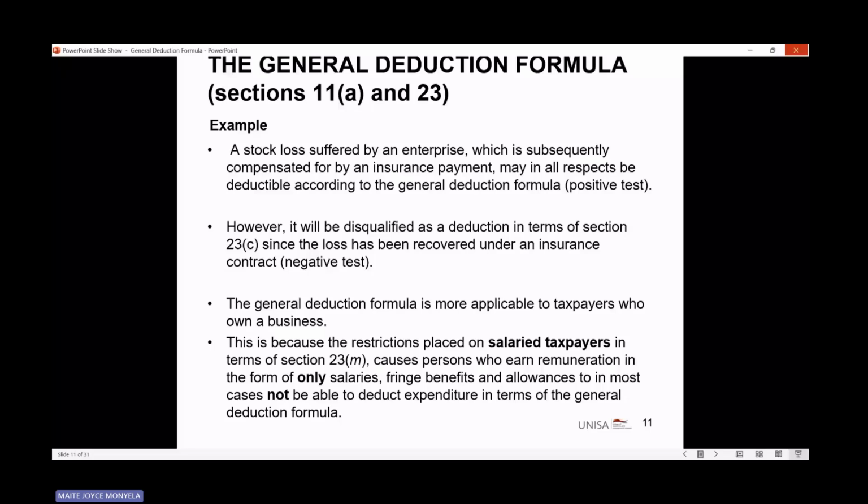taxpayer also qualifies for deduction under section 11. Under the trade, the employment is also one of the requirements. So there is a restriction placed on the salaried taxpayer in terms of section 23M, which causes a person who earns remuneration in the form of only salaries, fringe benefits, and allowances in most cases not to be able to deduct expenditure in terms of the general deduction formula. So we have the situation where the salaried taxpayer qualifies for deduction, but section 23M limits that deduction.